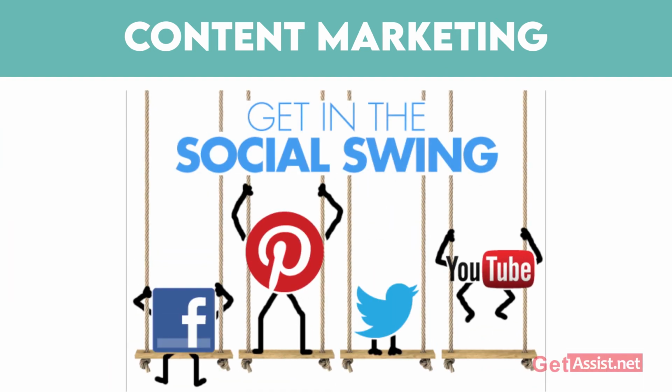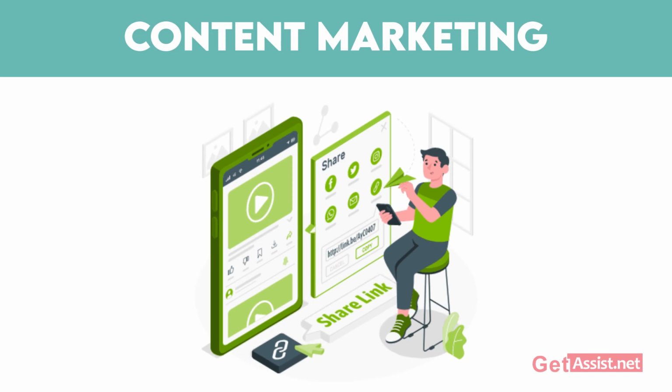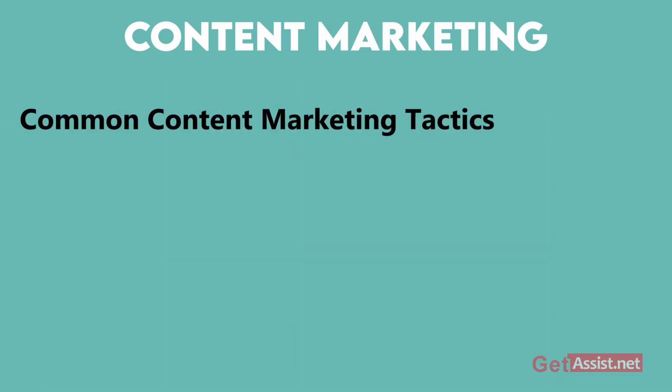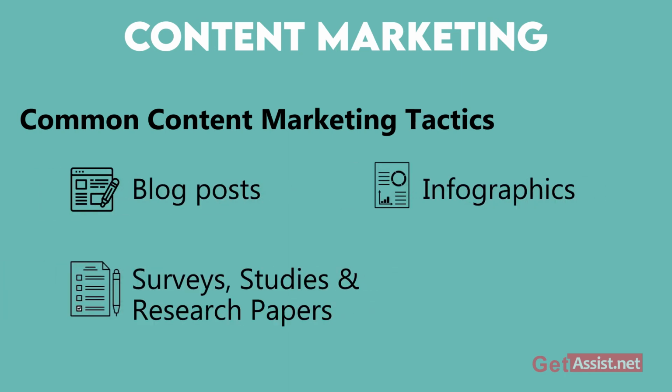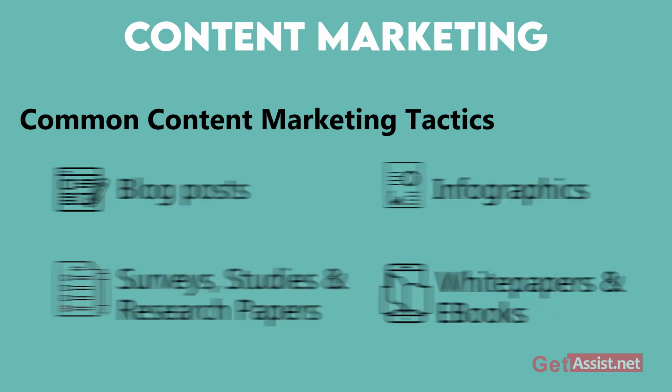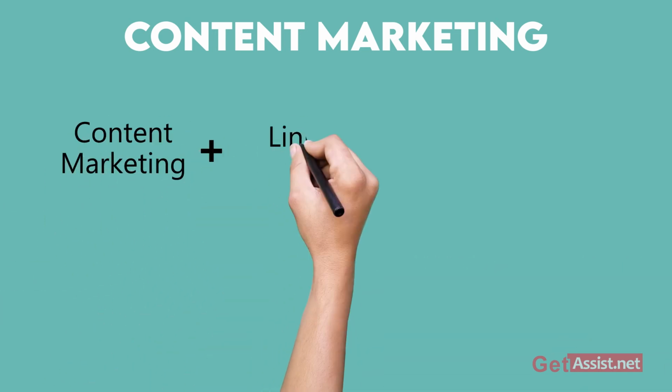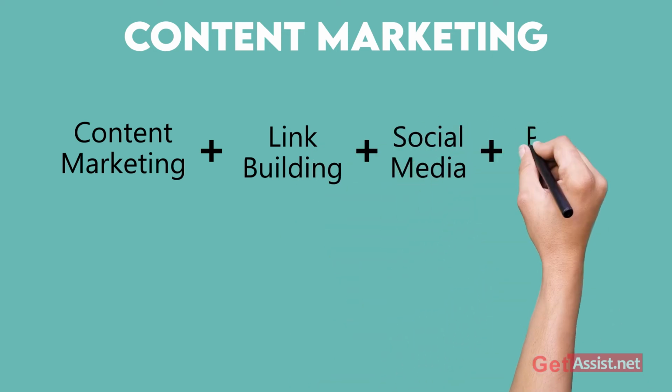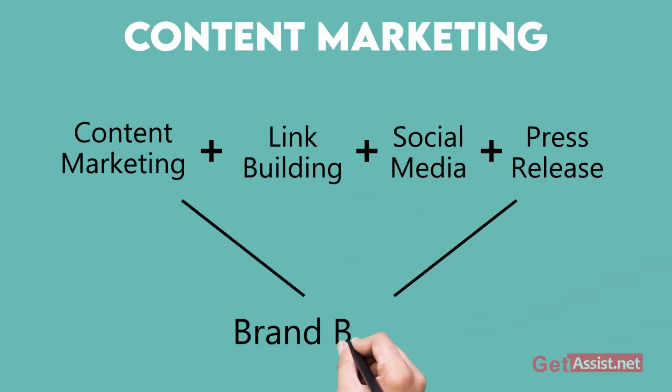And this happens when you promote the content that you are creating, something that others want to share and link to. Here are some common content marketing tactics that can build off-page signals, such as blog posts, infographics, surveys, studies and research papers, white papers and ebooks. Content marketing, when combined with link building, social media and press release, can also help to build your brand.